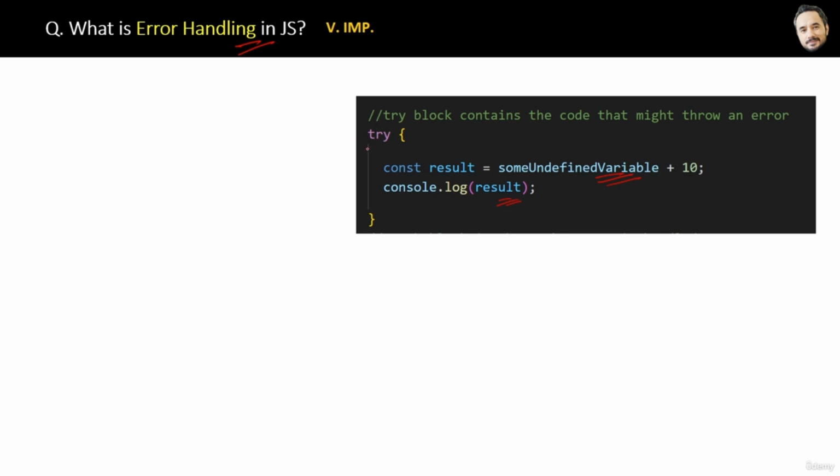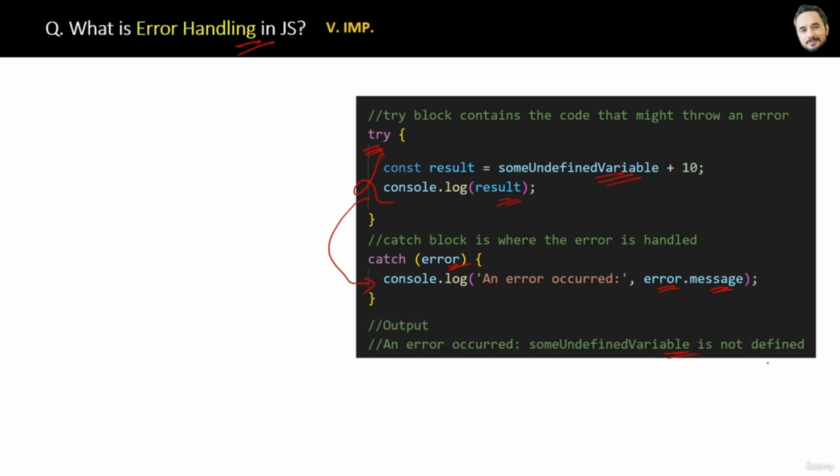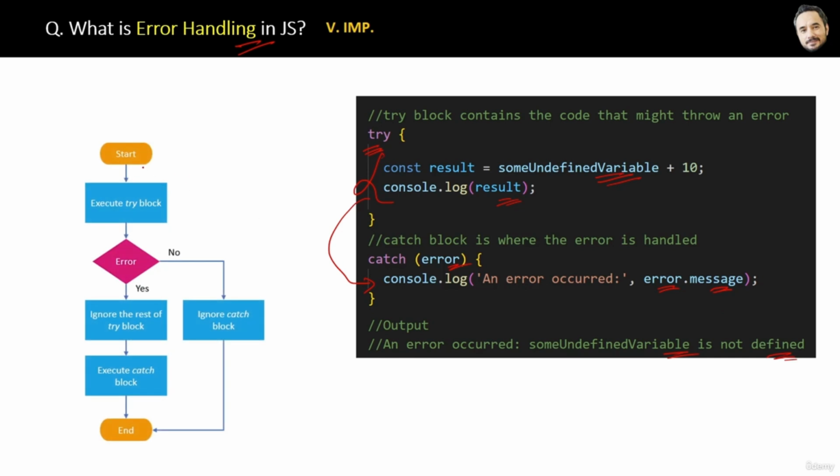First, we use the try block. If any error occurs inside this try block, then that error will be caught or passed in the catch block. And here you can log or handle the error. In this case, the output will be something like this. Here is the flow of error handling. It will start from executing the try block. If any error occurs, then it will ignore the rest of the try block and execute the catch block. And if no error occurs, then it will ignore the catch block.